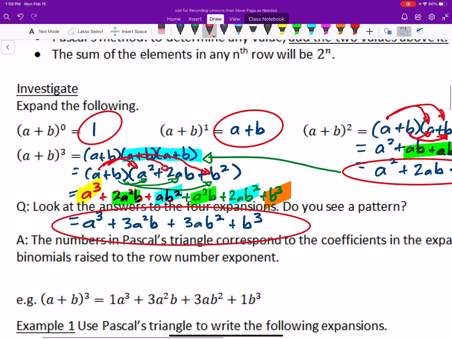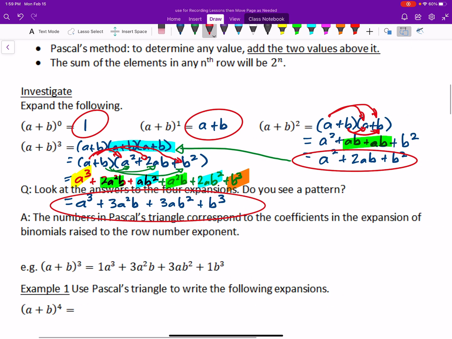So look at the answers to the 4 expansions. Do you see a pattern? Well, look at the coefficients in particular. In the first one, now there's a lot of colors going on here, so it's hard to make any one thing pop out. I'm going to use purple. In the first one, I got the number 1.